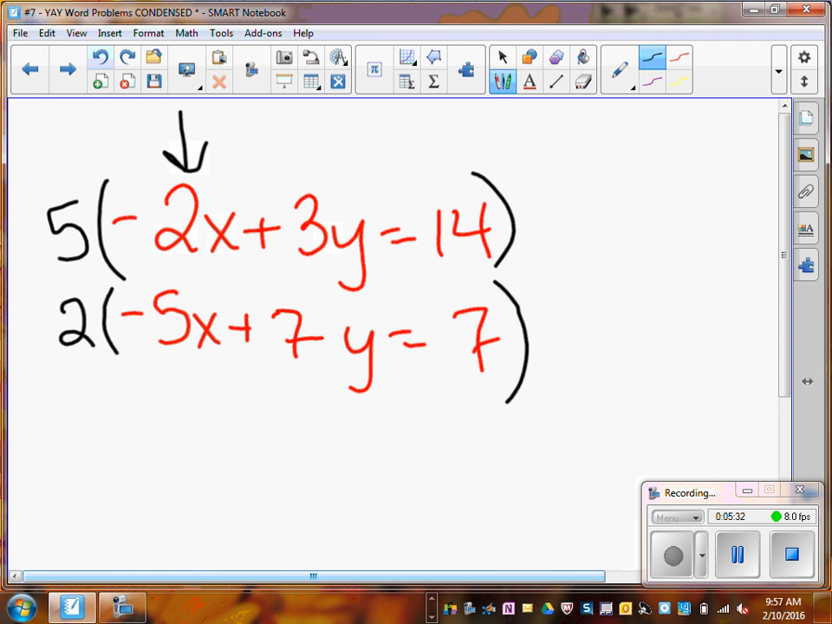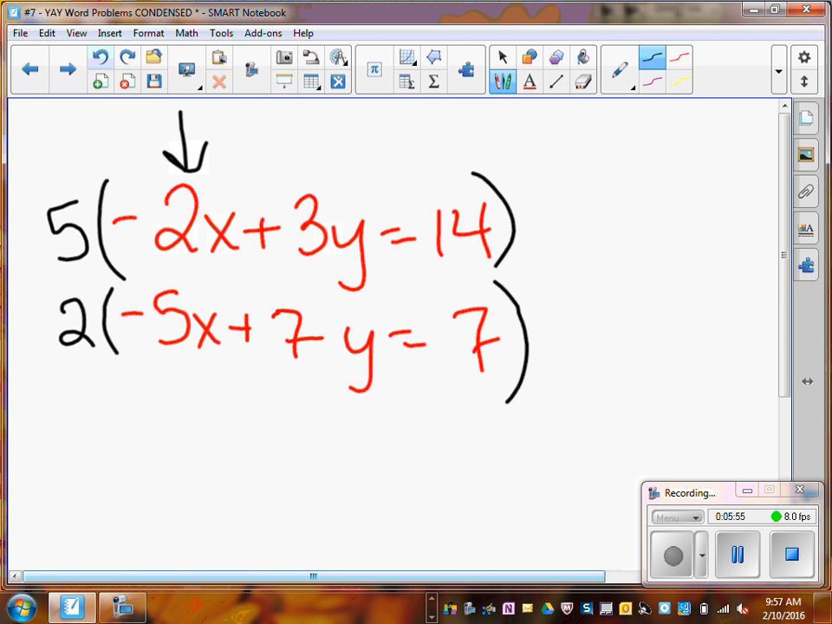Right now they're both negative. I need one of them to be positive. So Q1, how am I going to do that? What can I do to make one of them positive? What can I multiply a number by to make it positive?